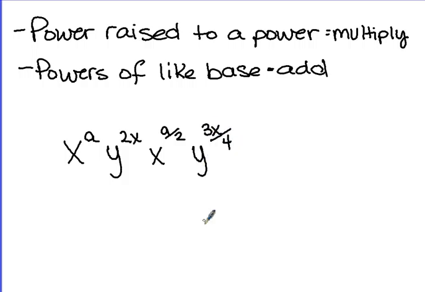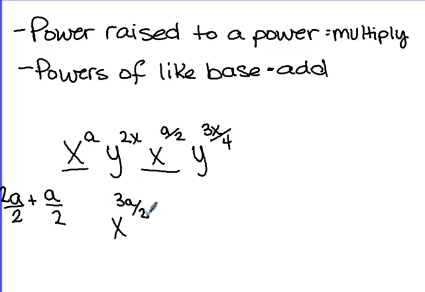In this problem, we do not have a power raised to a power, but we do have powers of like bases. So what we're going to be doing is adding those powers. First of all, let's look at x. Our x terms, one is raised to the a, and one is raised to the a over 2. So we're adding a over 1 plus a over 2, which means we need to find a common denominator. Common denominator is going to be 2. So we now have 2a plus a all over 2. If we combine like terms, 2a plus a gives me 3a over 2. So our new exponent for our x term is 3a over 2.